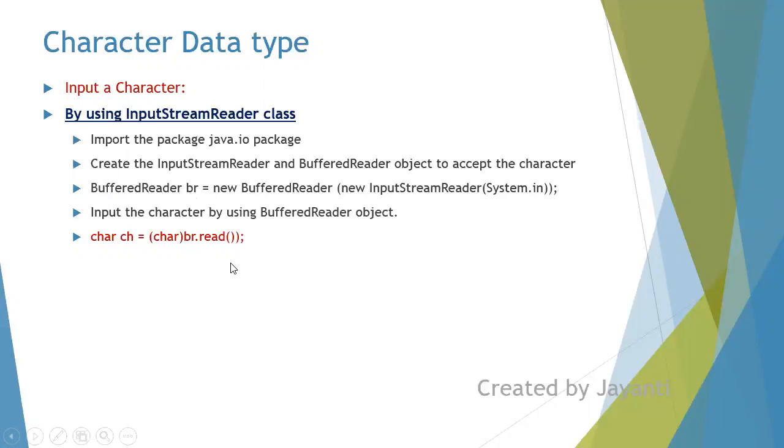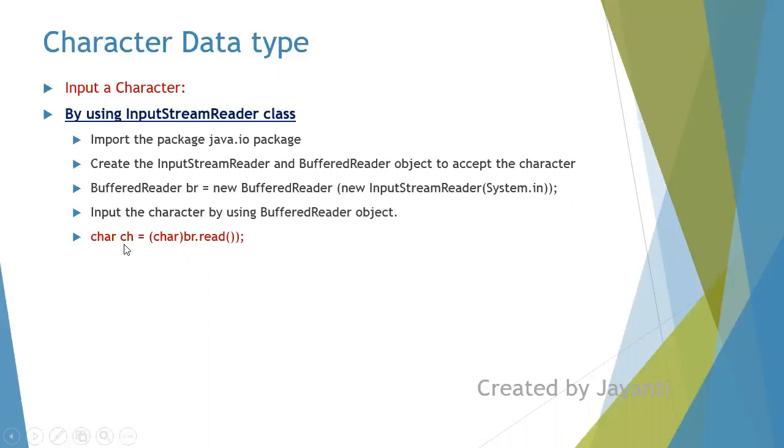So which is the function to read the character? br.read. If you remember, how did we write a string? br.readLine. Now because this is a character, we will be writing br.read, and you have to typecast. Now this character is a typecast. So (char) br.read() and it will go inside the char ch.